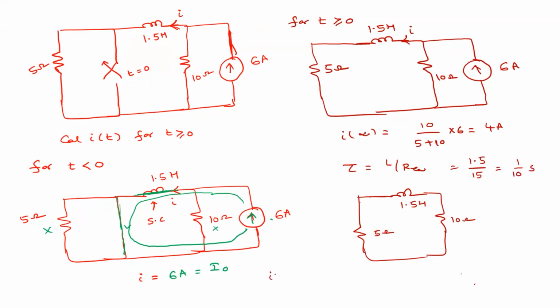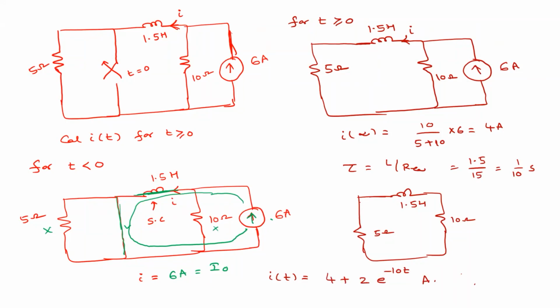So what is the final solution I of t? What is I of t? 4 plus 2 into e power minus 10t. What is the 4 plus 2? 6 into minus of 6 minus 4, right? That is 2 into e to the power of minus 10t. Correct? Yes, sir.